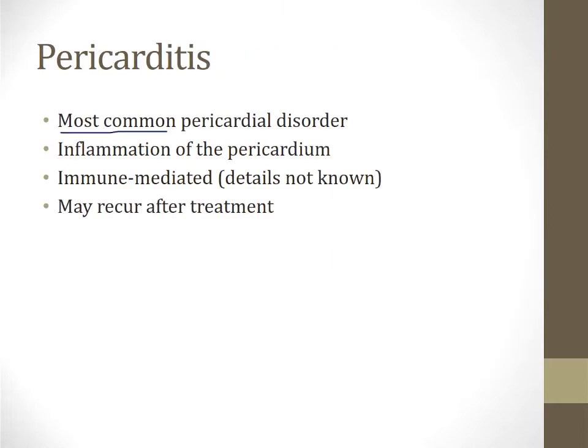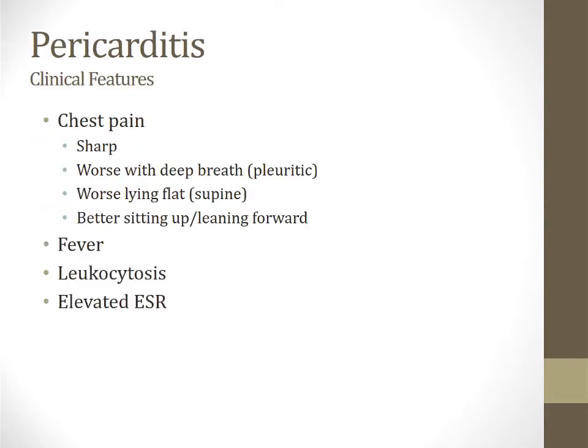Pericarditis is the most common pericardial disorder, and as the name implies, it involves inflammation of the pericardium. This is an autoimmune process. It's an immune-mediated attack on the pericardium. The triggers and the details are poorly understood, and in some cases after treatment pericarditis recurs, and this is obviously called recurrent pericarditis. Pericarditis is usually benign, and the most important thing to do with pericarditis is distinguish it from coronary disease and other serious cardiovascular disorders.